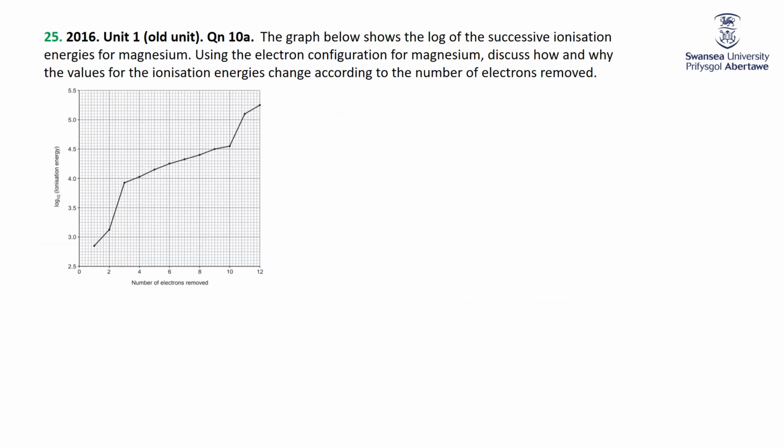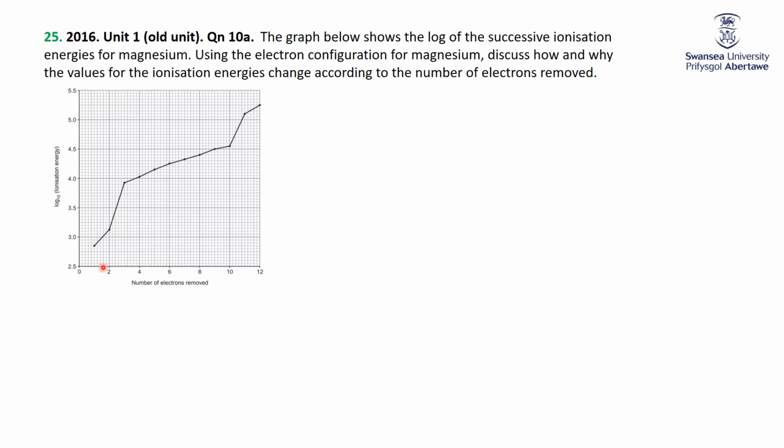Now we have a question I think I made too much of a meal of here, but anyway, so we got the log of the successive ionization energies. Well, that's just because it makes it a prettier little curve using the log instead of the actual values, but it's still the same idea. The greater the value, the greater the log. Using the electron configuration, discuss how and why the values change according to the number of electrons removed.